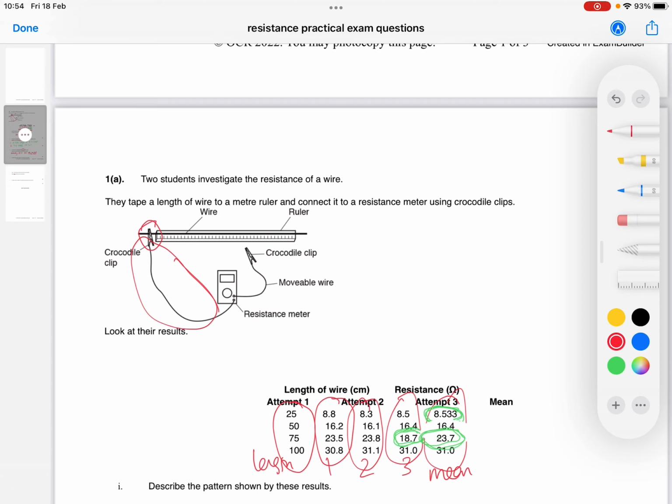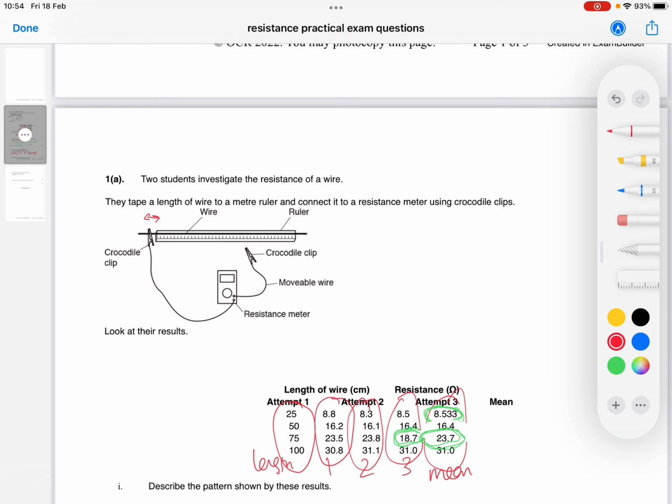Also, check out where they've actually put the crocodile clip. That is not the end of the wire, is it? Can you see there's a little bit of a gap between the crocodile clip and the end of the ruler? So actually, they'll be measuring a bit longer wire than they were expecting anyway. So they should make sure the crocodile clip is actually at the end of the ruler. So I think instantly I've got three things.